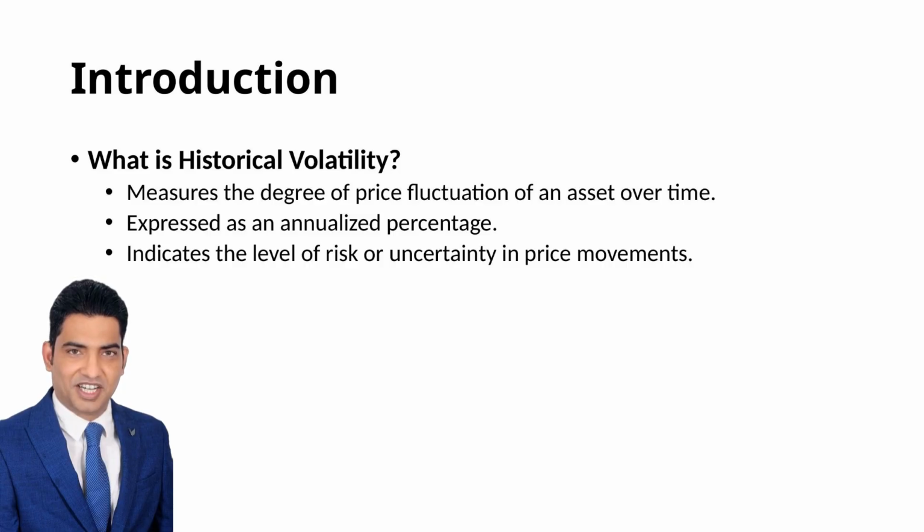Historical volatility measures how much an asset's price fluctuates over a specific period. Expressed as an annualized percentage, it reflects the level of risk or uncertainty in an asset's price movements. High volatility means larger price swings, while low volatility indicates steadier prices.